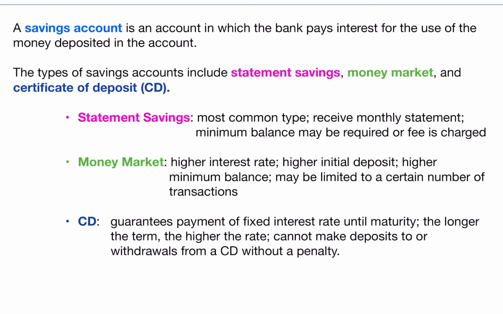The second type of savings account is called the money market account. A money market account typically pays a higher interest rate than the statement savings account. However, it will require a higher initial deposit as well as a higher minimum balance. The requirements will vary from bank to bank, but these are the general characteristics. And you may be limited to a certain number of transactions for money market.